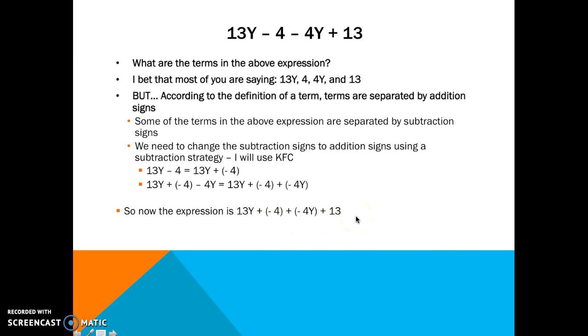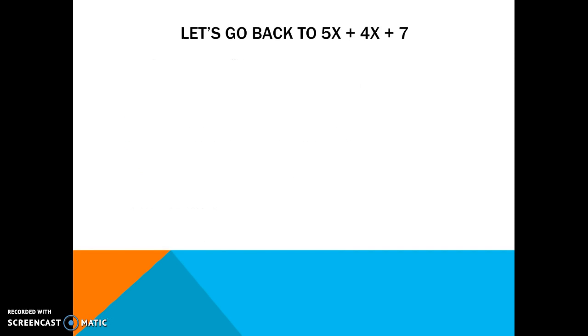So now I can figure out what the terms are. If we list the terms according to what is separated by the addition signs, I'm going to have 13y, negative 4, negative 4y, and 13. So in this expression, we have 4 terms separated by 3 addition signs. So let's go back to our first expression that we were talking about.